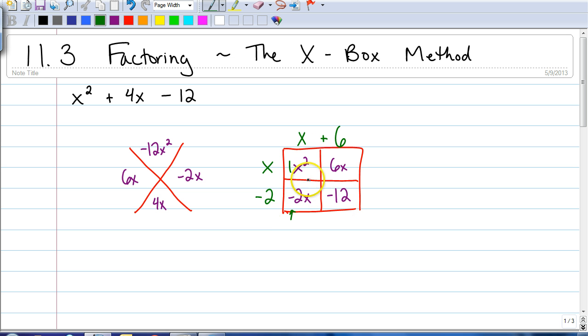And sure enough, if I add together the like terms, 6x and negative 2x, you get 4x, which is what our original problem was. So now I can verify that I have the right answer. So my answer is what's outside the box.